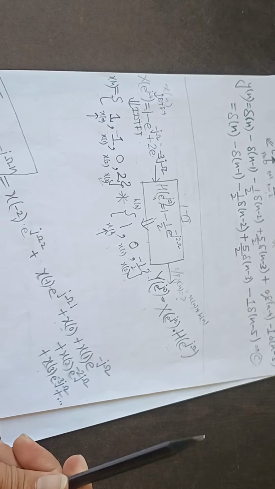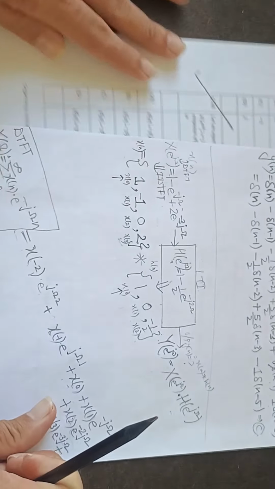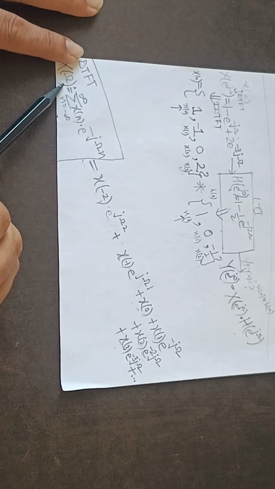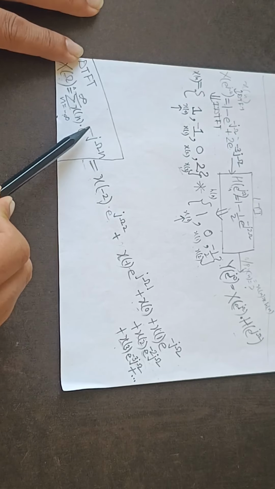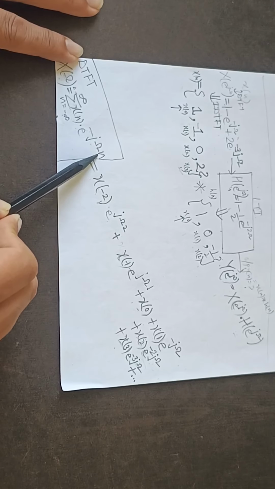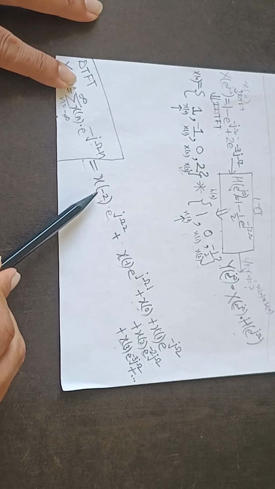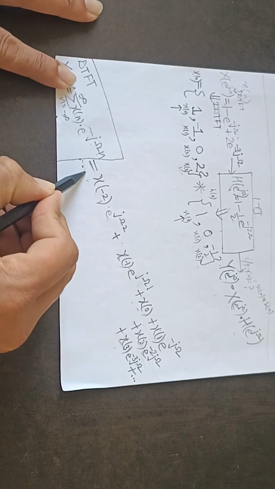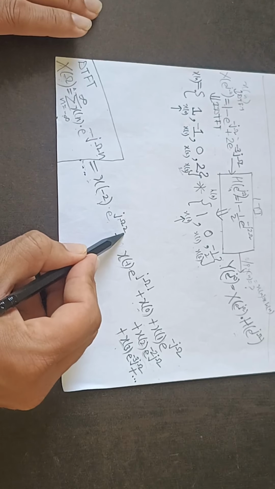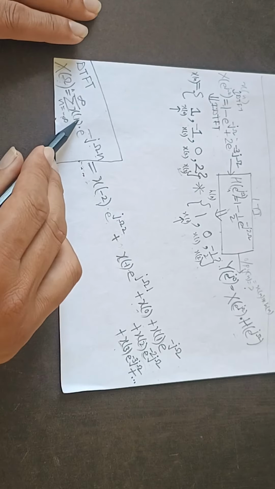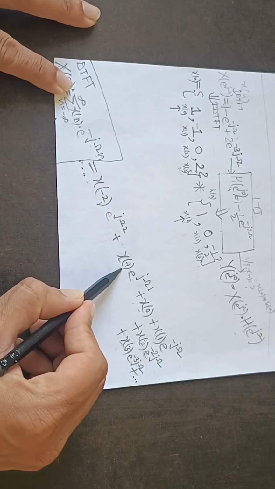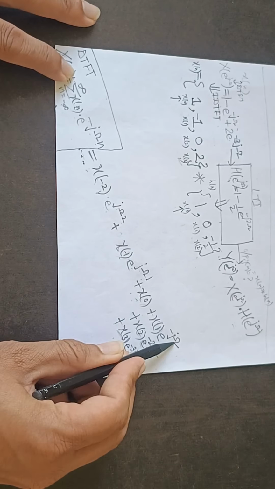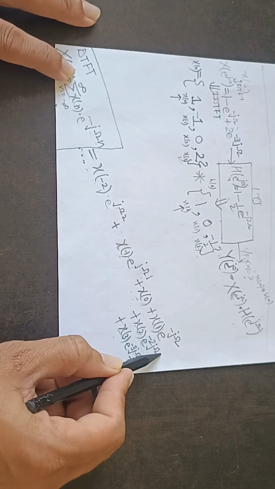Okay, so this is just based on the formula. If you know the formula of the DTFT, which is X(ω) equal to the sum for n equal to minus infinity to plus infinity of x[n] e^(-jωn), then if you expand it, you get x[-2] e^(j2ω) for n equal to -2. For n equal to -1, it will be x[-1] e^(jω), plus x[0] plus x[1] e^(-jω) plus x[2] e^(-2jω).